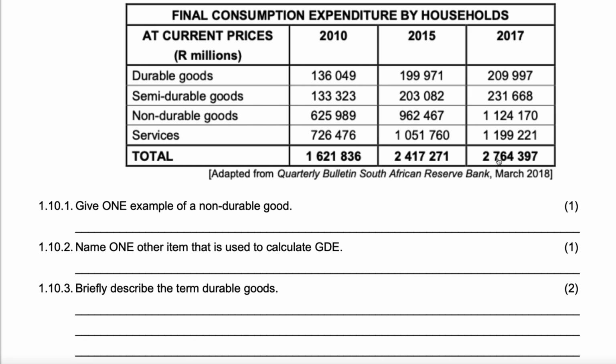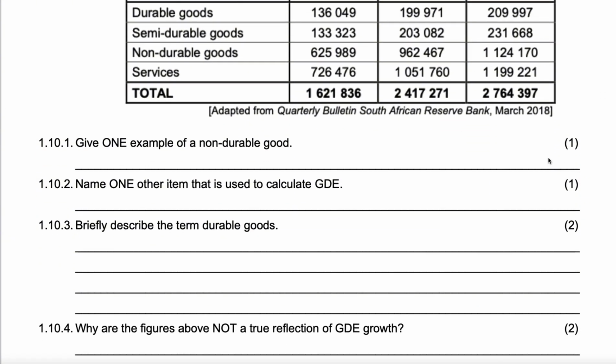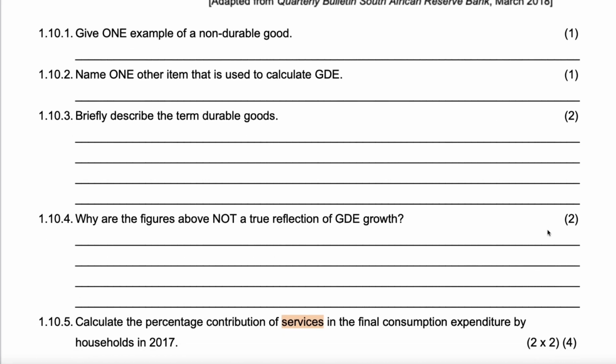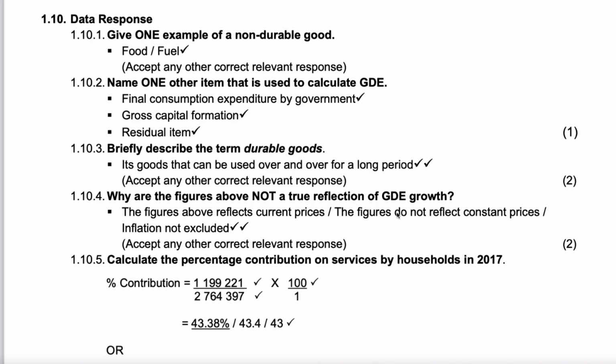This is 2.8 trillion. But to read what we're looking at here, this is 1,199,221. This is 2,764,397. But we know we put an M in front, then whatever it is that we have is correct. So let's have a look at the whole calculation. I'm not going to do it in my head, but there we have it.